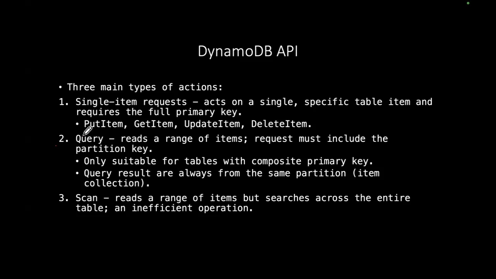Instead, what you've got to do is read the entire table into your Lambda, let's say, and then go through that data programmatically to pick out the particular users that you want. That's just one example. So back to querying operations, you can only carry them out on tables with composite primary keys.